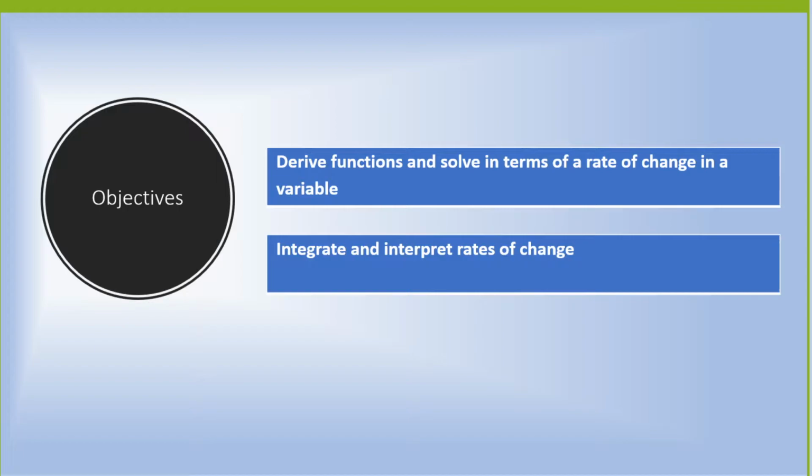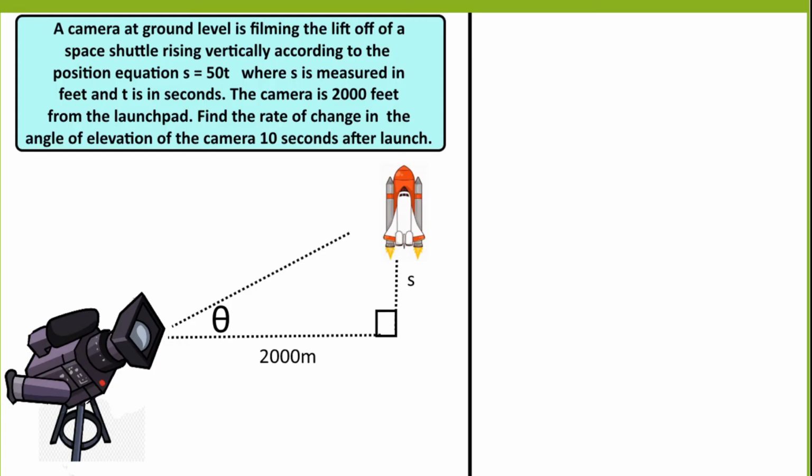Okay, changing gears and looking at some related rates. I'm going to do a derivative example, and I'm going to have you guys help me out with an integral example. So I've got our camera that is looking at this space shuttle as it launches.